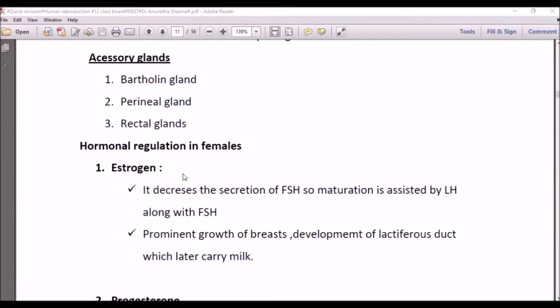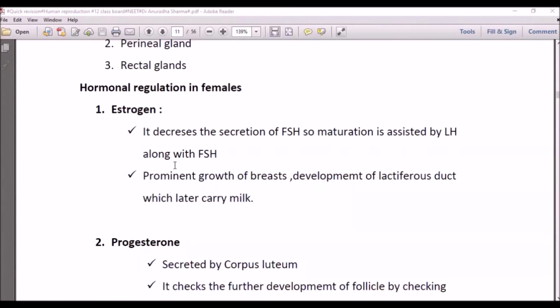Now, how does hormone regulation occur in females? There are various hormones which are released in the female. First is estrogen. You should know the function of each and every hormone in male as well as in female. So what does estrogen do? It decreases the secretion of FSH so that maturation is assisted by LH along with FSH. And it also helps in prominent growth of breast and lactiferous ducts, which later carry the milk. So this is the function of estrogen.